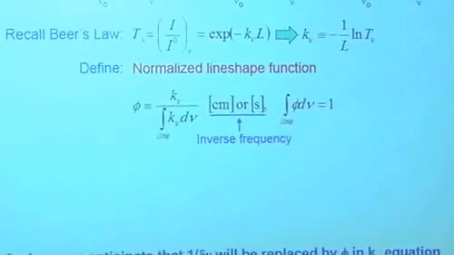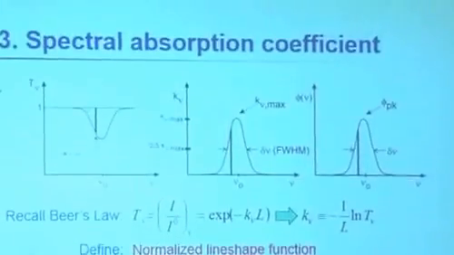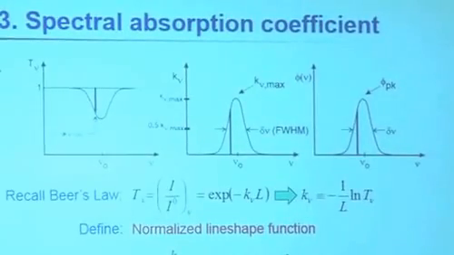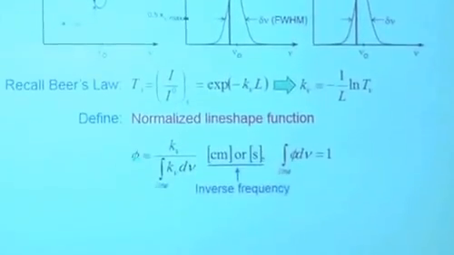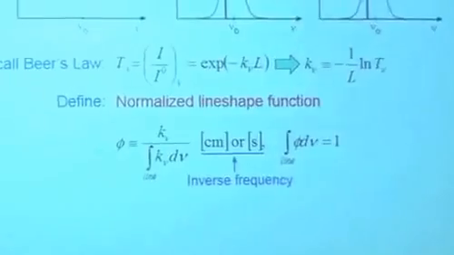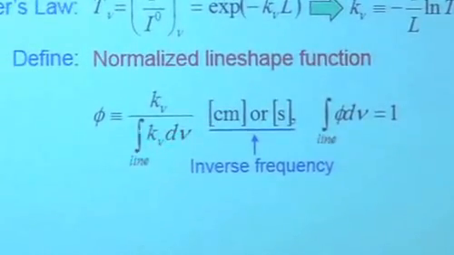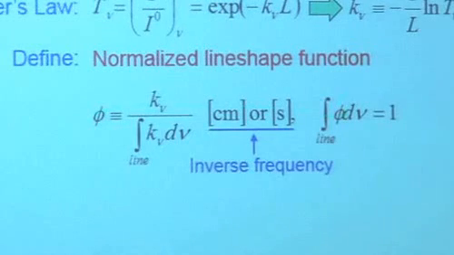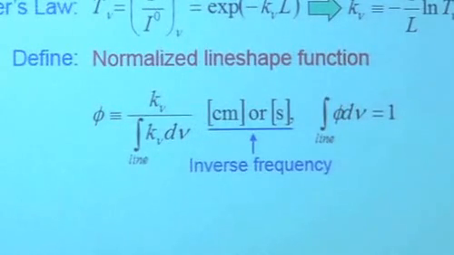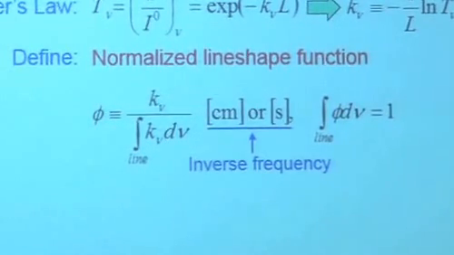So now we go back, and here's our Beer's law then, and we recognize that this shape function, we're going to define a shape function phi that is k over the integral of k. This means that the integral of this shape function is 1. So we've defined a function. We don't yet know what it is, but we're forcing the area to be 1.